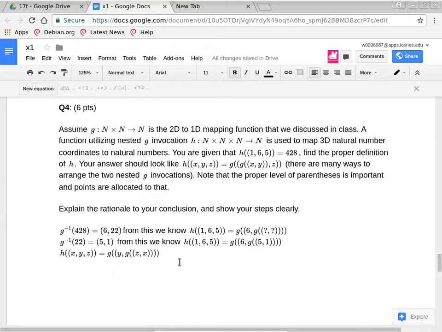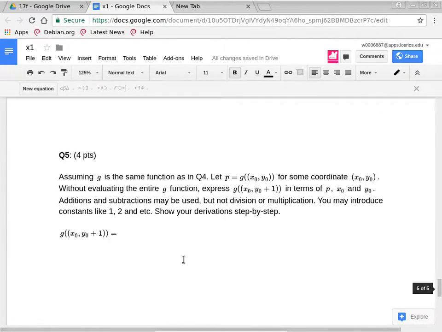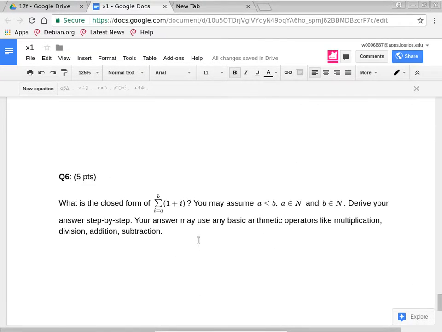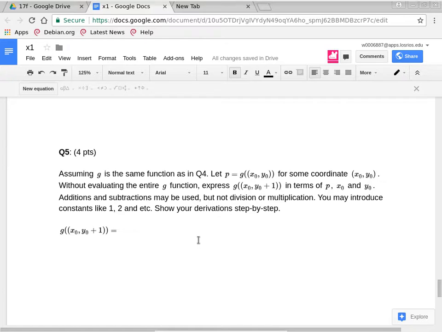Okay, so are we okay on question number 4? Okay. Let's move on to question number 5, which is the last one. Or is it? Nope, 6 questions. Okay, so assuming G is the same function as in question number 4, let P equal G of x naught, y naught for some coordinate x naught, y naught in the 2D space.